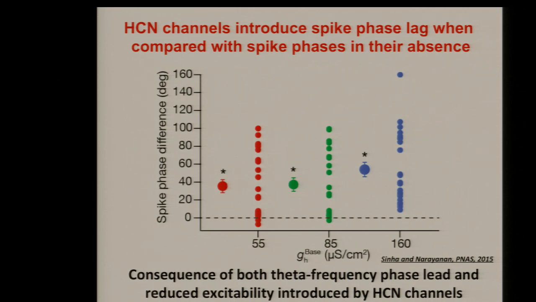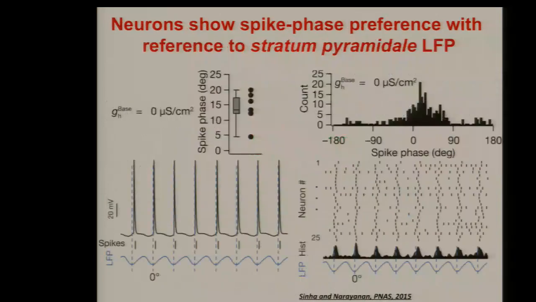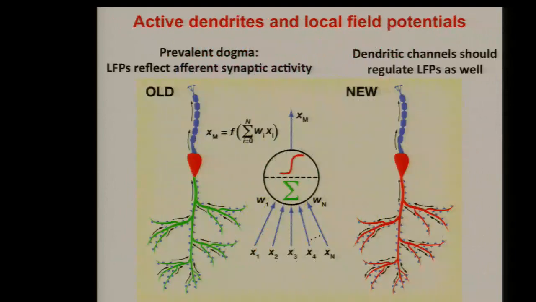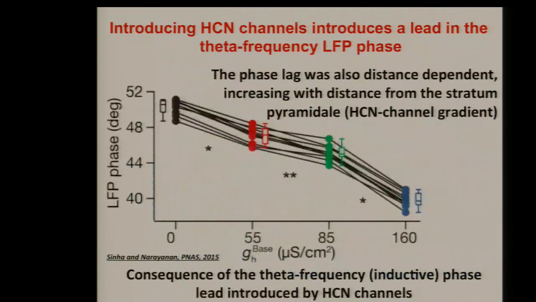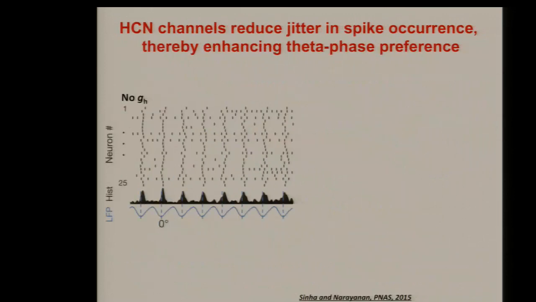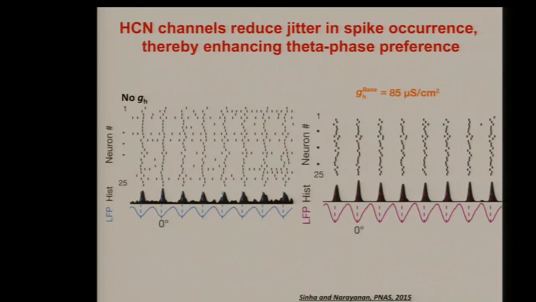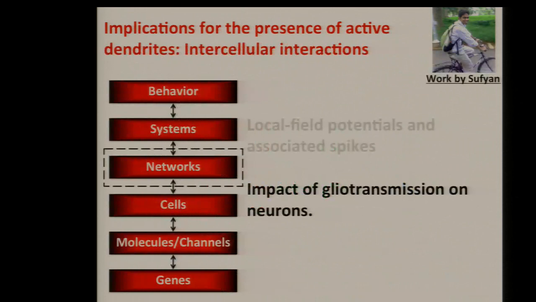Right? So now what she has shown is that the LFPs that you get are not necessarily just reflections of the synaptic currents that are coming from here. They are reflections of A, the synaptic currents, and B, the ionic currents that are being activated as a consequence of the synaptic activation that is present over there. Right? So she brought in a new dimension of complexity into the whole thing, questioning in some senses, in all senses, the prevalent dogma that it was purely synaptic.